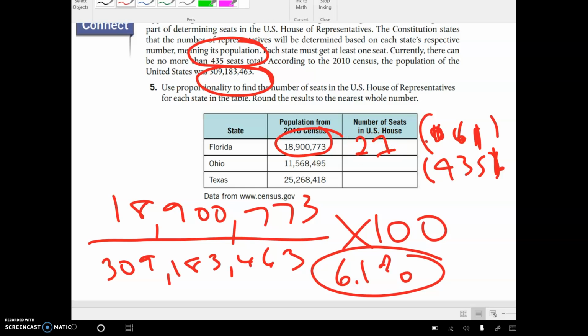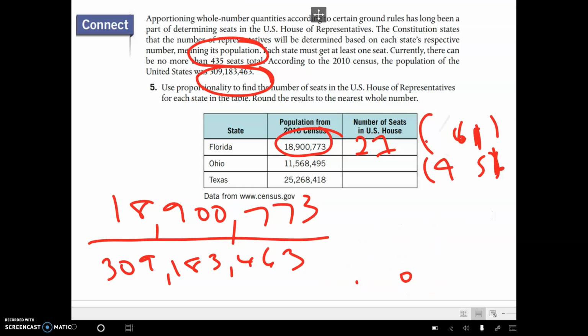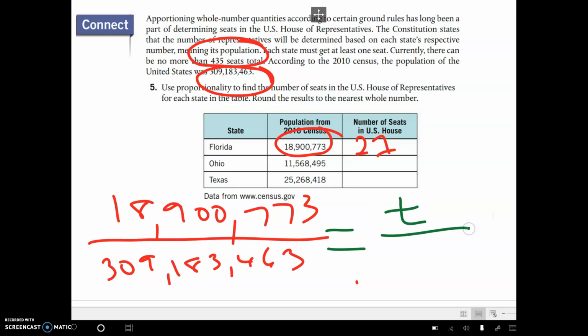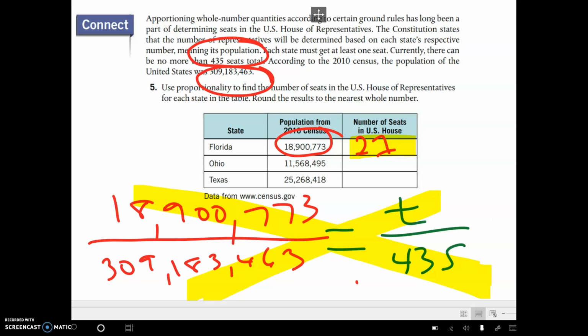Now, the other thing you could do is set up a proportion instead. And when I hit 15 minutes, this is going to cut off. So if it gets cut off, I apologize. So then I could do how many seats should they get, like how many total seats out of the 435. Again, we could cross multiply. So you would multiply these two numbers and divide by the number by the variable. You should still get that 27 seats for Florida in the House. And you could do the same for Ohio and Texas.